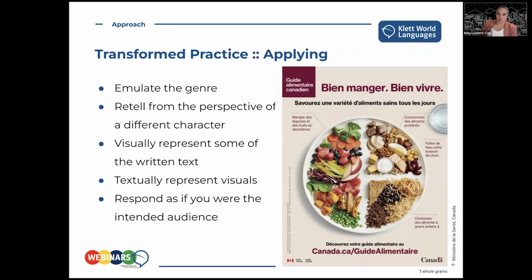Another thing I really love to do with short text like this, and in engaging as the intended audience, is what would you say if you were sharing this on social media? What would be the tag that you share with it, or come up with a hashtag for it, as if you're going to share it.